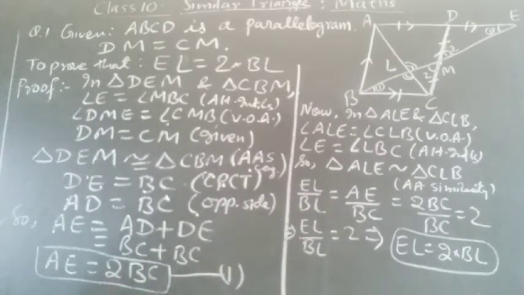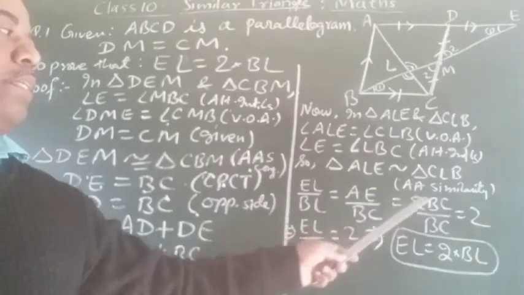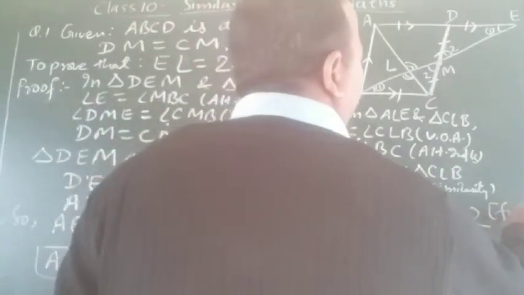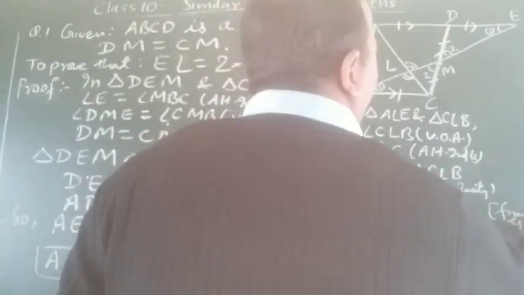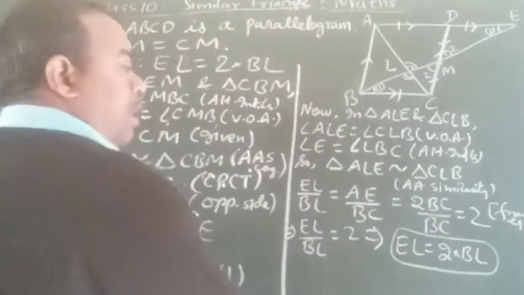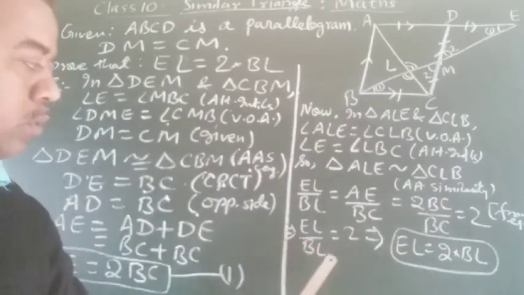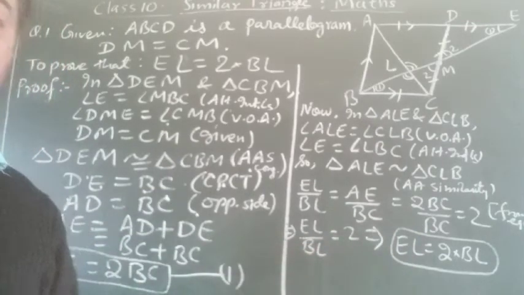And we know that AE equal to 2BC from equation 1. We can put here AE equal to 2BC over BC, from equation 1. Okay, the BC cancels, and it becomes 2. So EL by BL equal to 2, so we can say EL equal to twice BL.